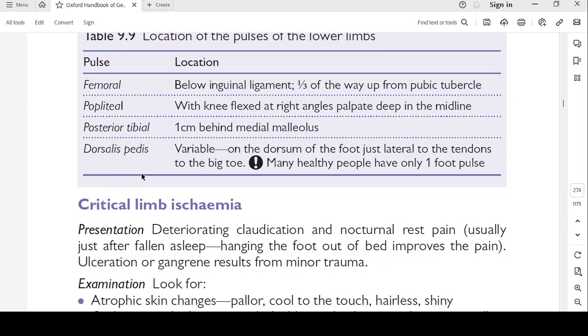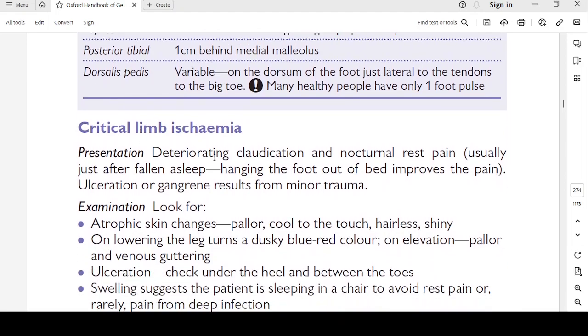Critical limb ischemia. Presentation: deteriorating claudication and nocturnal rest pain, usually just after falling asleep. Hanging the foot out of the bed improves the pain. Ulceration or gangrene results from minor trauma.